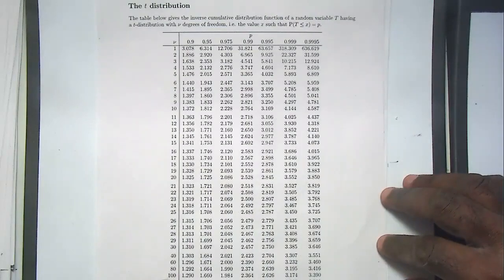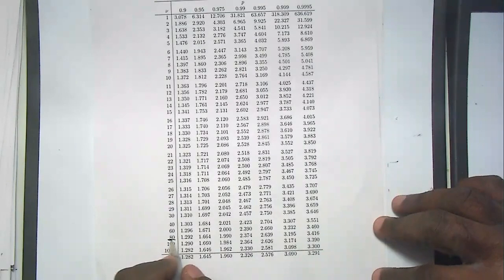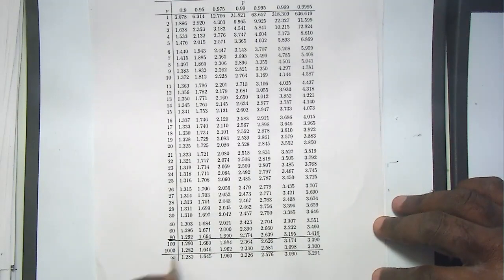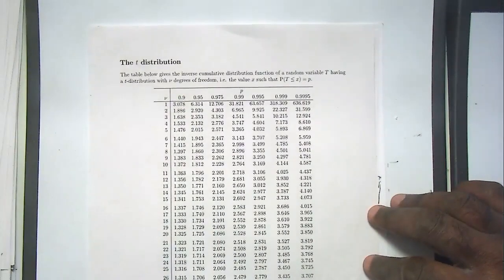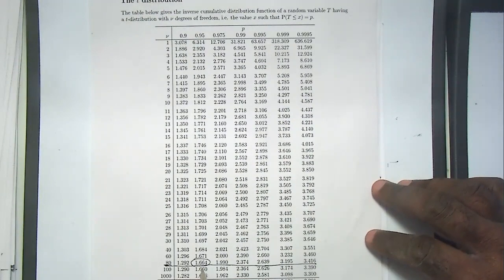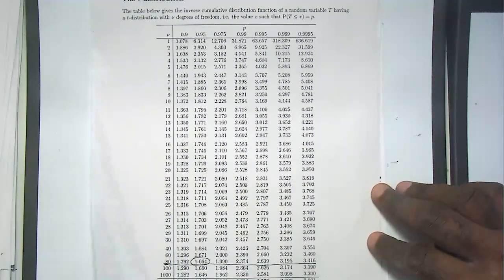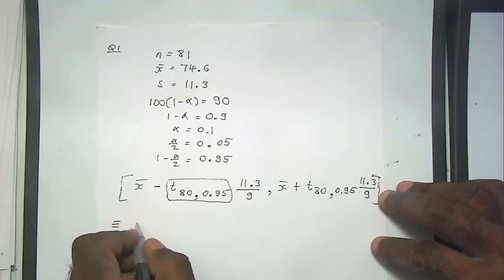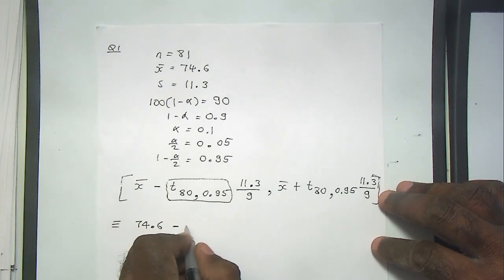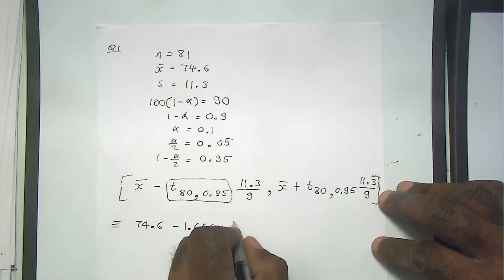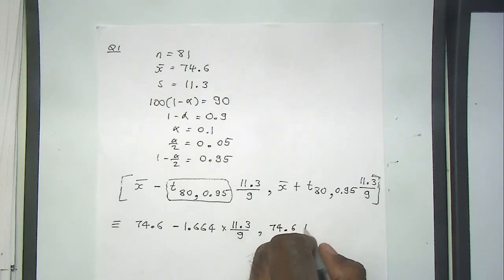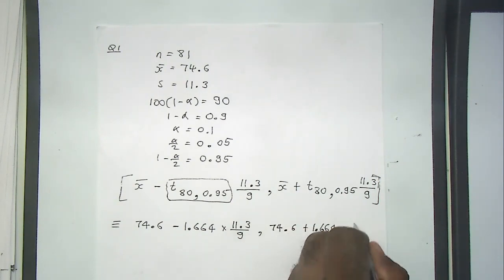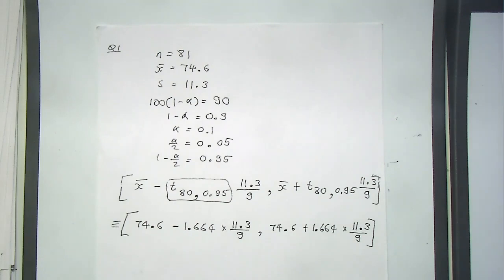So you should go down to 80, which is here. This row here corresponds to 80. And we are looking for 0.95, which is the third column. So the value that you're looking for is 1.664. So the answer is x bar, which is 74.6, minus 1.664 multiplied by 11.3 divided by 9, comma 74.6 plus the same term. Okay, so that's the answer. If you have a calculator, you can work this out, but I'm not going to.